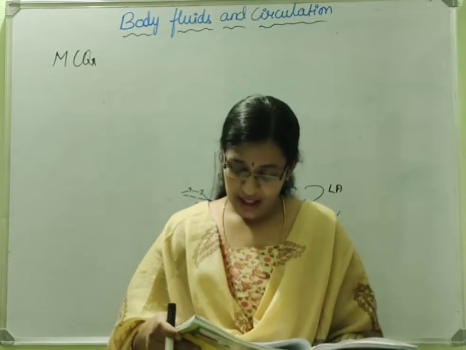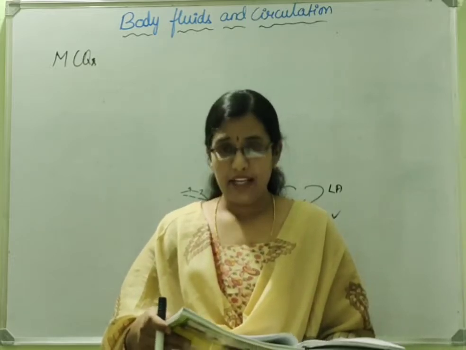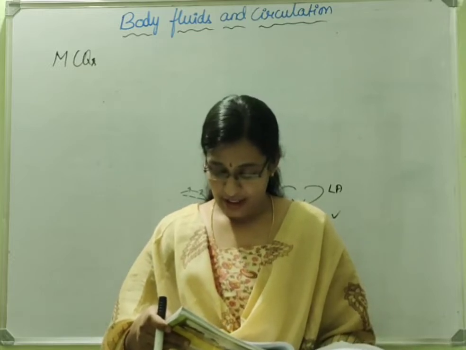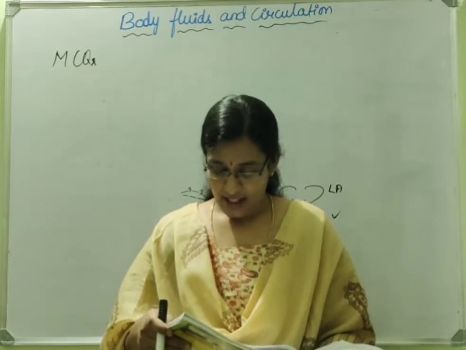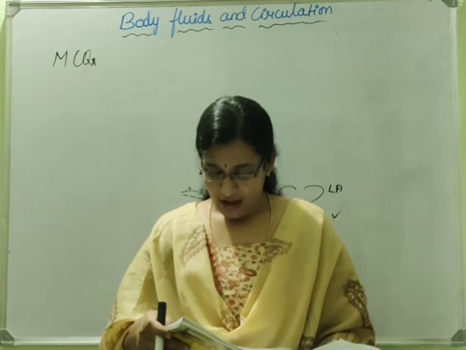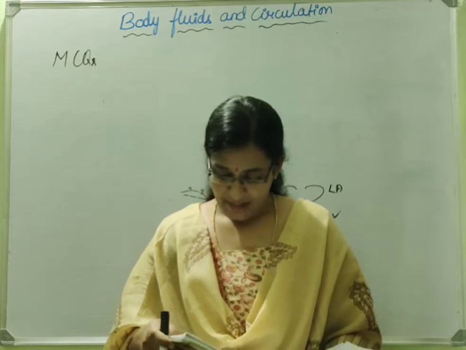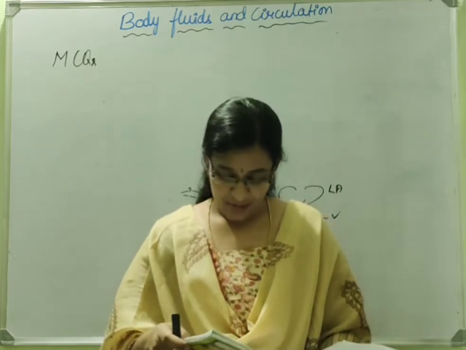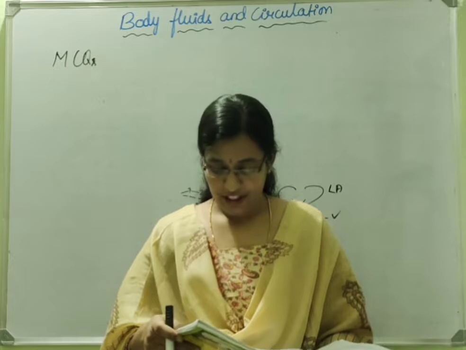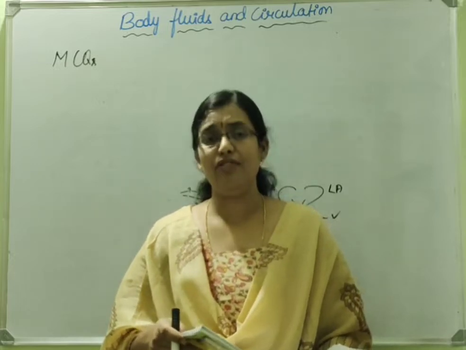A doctor suggested to a couple not to have more than one child because of: option A, Rh negative male and Rh positive female. B, Rh positive male and Rh negative female. C, Rh negative male and Rh negative female. D, Rh positive male and Rh positive female. So here, which is the right option? Option B, Rh positive male and Rh negative female.